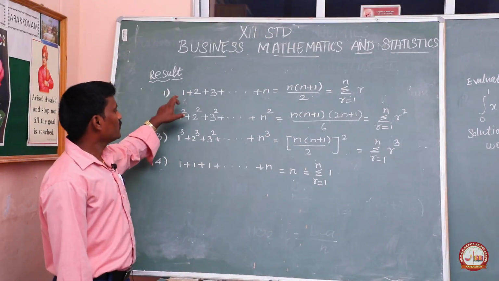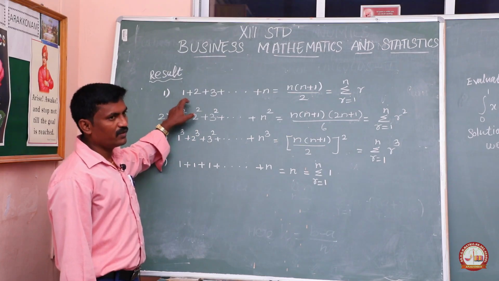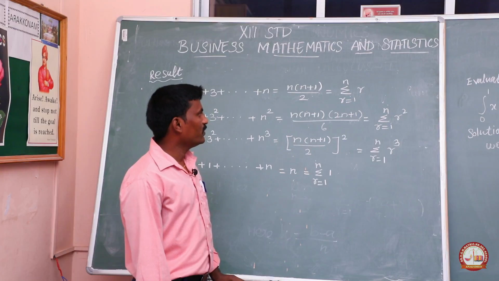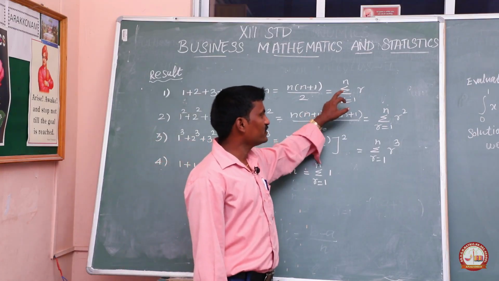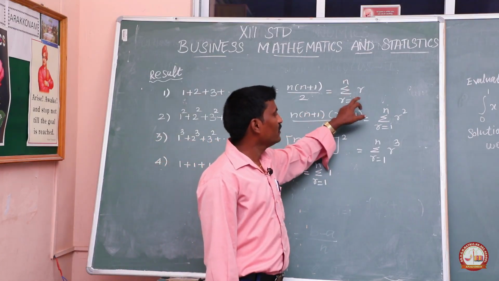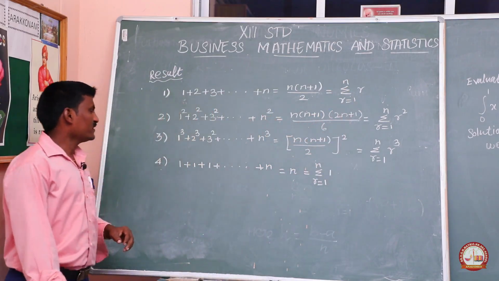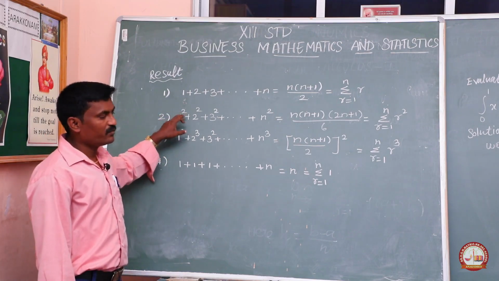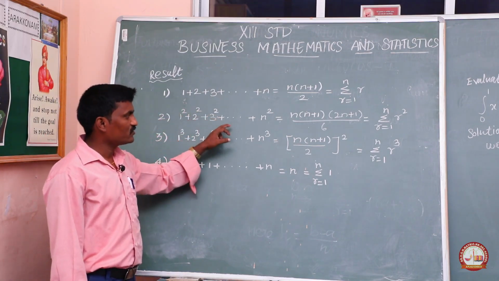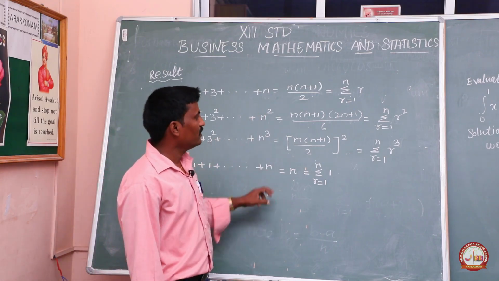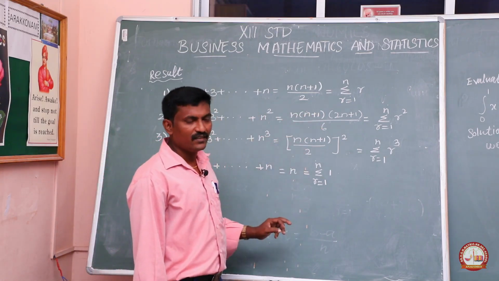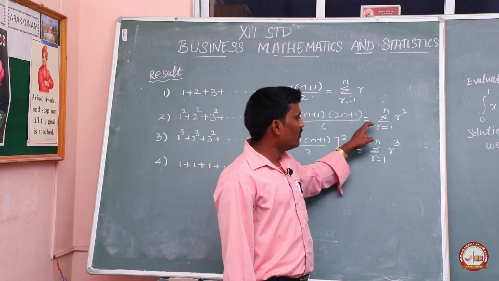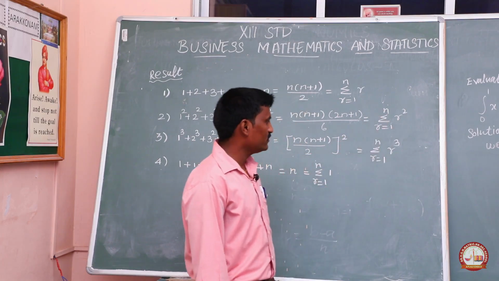Now we know the results. First one, sum of the first n natural numbers: 1 plus 2 plus 3 and so on equals n into n plus 1 by 2. This we can write as summation of r equal to 1 to n r. Next, second formula, sum of the squares of the first n natural numbers: 1 square plus 2 square plus 3 square and so on plus n square equals n into n plus 1 into 2n plus 1 by 6, equal to summation of r equal to 1 to n r square.